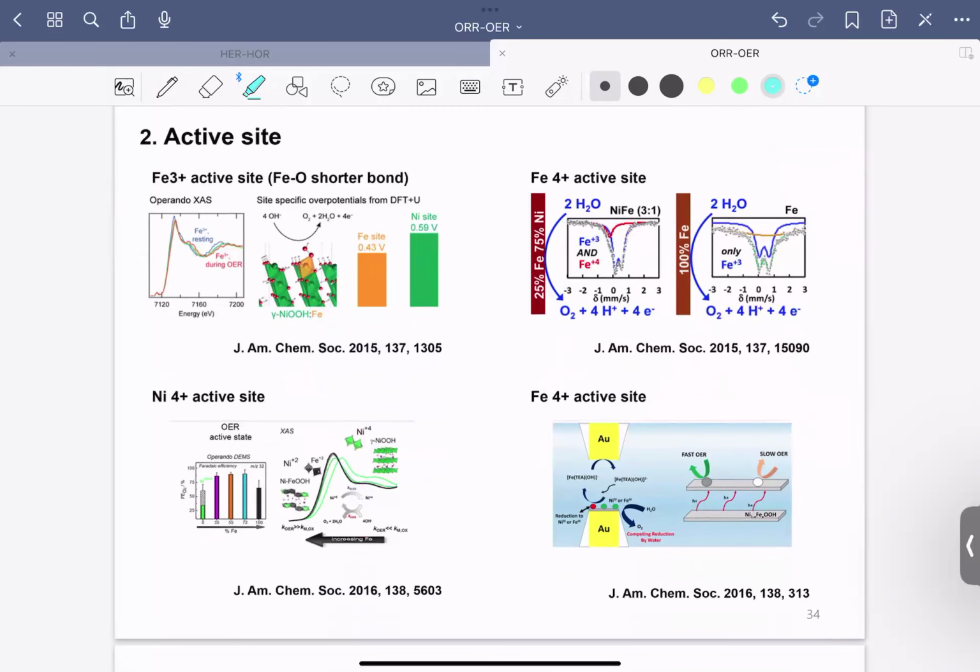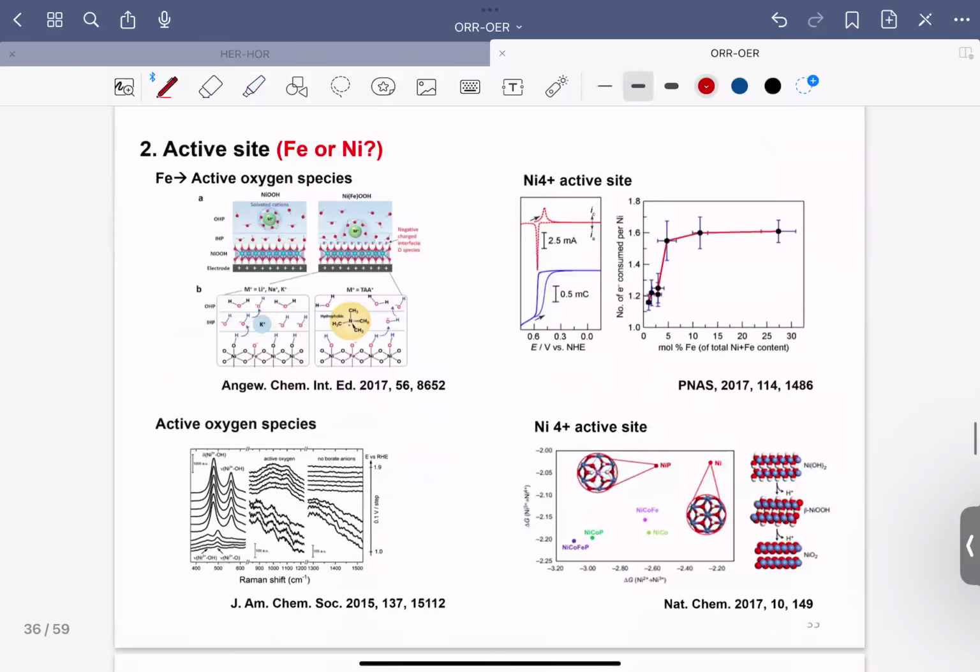Due to the time limit, we do not want to discuss every detail, but people propose very well-controlled systems to figure out where the active site is. People discuss that some groups say Fe, others also Fe and nickel, or the Fe. It is really hard to say which one is the active site. There are a lot of possibilities, but nobody knows where the real active site is, right?